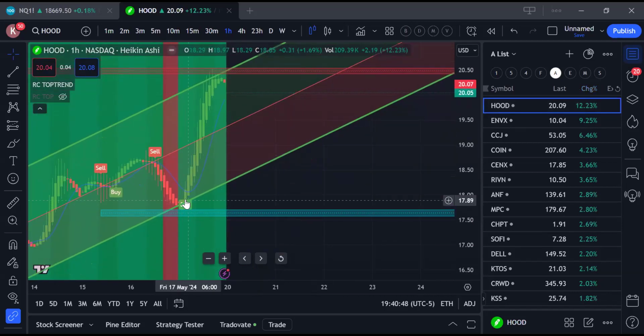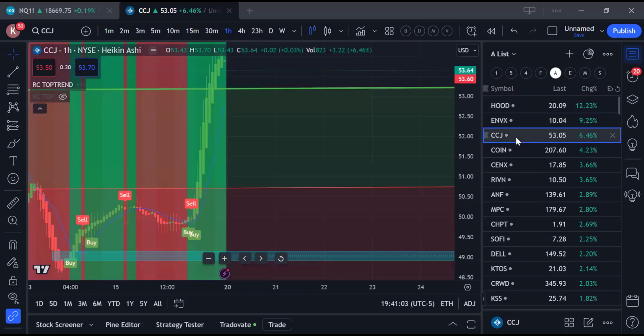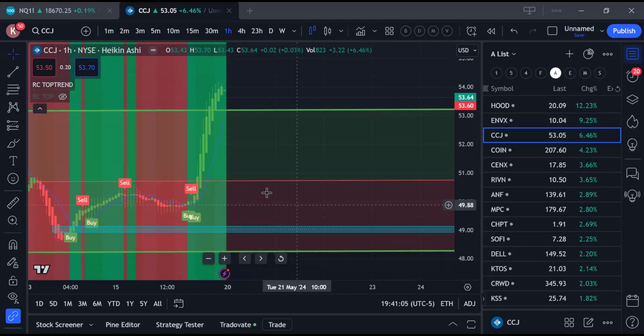So for example, here, right, the trend is bullish. You got a buy at the bottom. You can buy the stocks at the bottom, right? Because the color is green. You got a buy signal, you buy the stocks, right? Same thing. You got a green color background. You just buy the stocks.